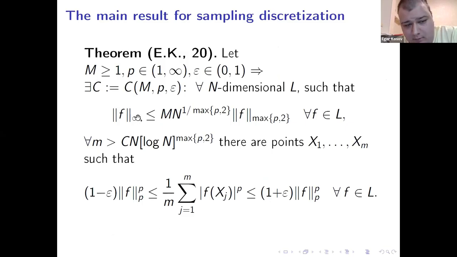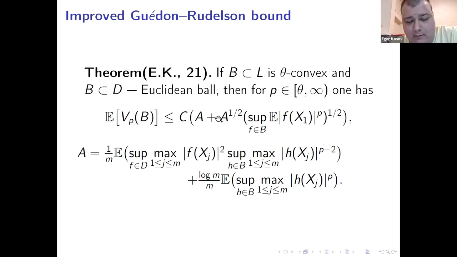squared. And to summarize, here are all the results about sampling discretization. If we assume that on our subspace we have such a Nikolsky type inequality for any f in L, then we have the discretization with uniform weights for any integer m bigger than some constant multiplied by n log n to the power maximum of p and 2. So this is the main result, and these are the assumptions on the subspace.